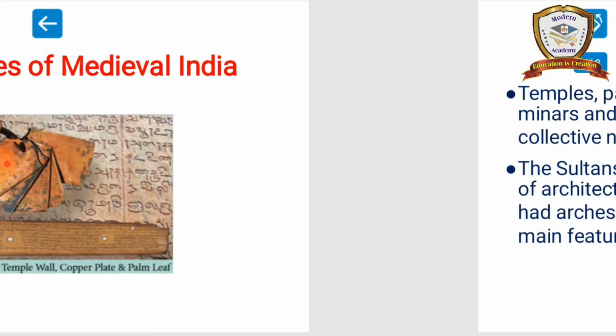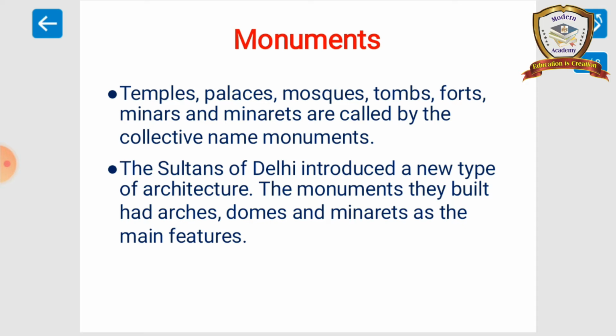Today we are going to see about monuments. First point: temples, palaces, mosques, tombs, forts, minars and minarets are called by the collective name monuments. The sultans of Delhi introduced a new type of architecture. The monuments they built had arches, domes and minarets as the main features.